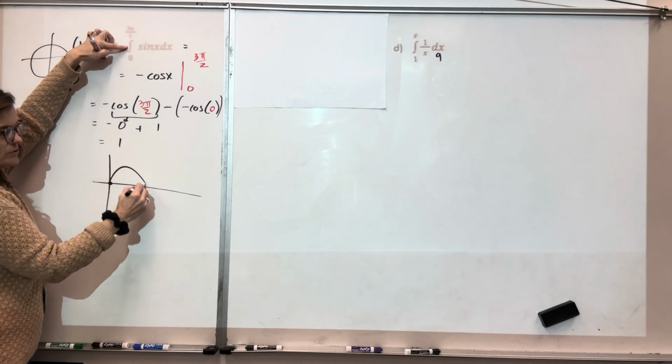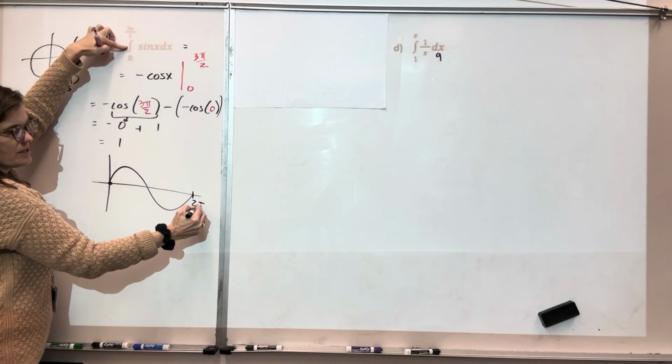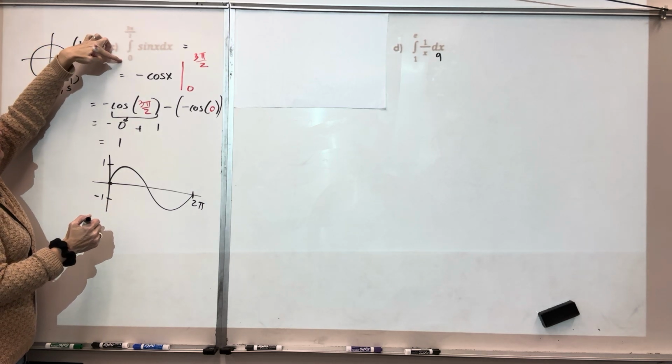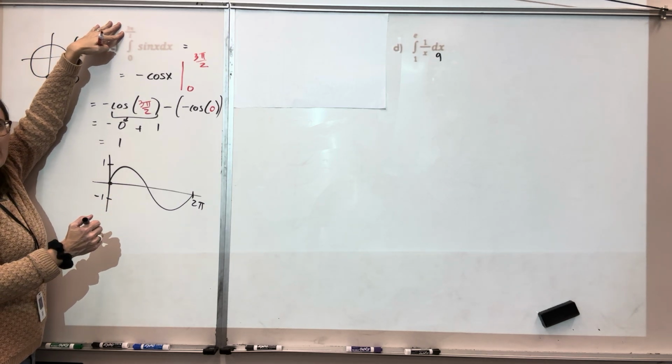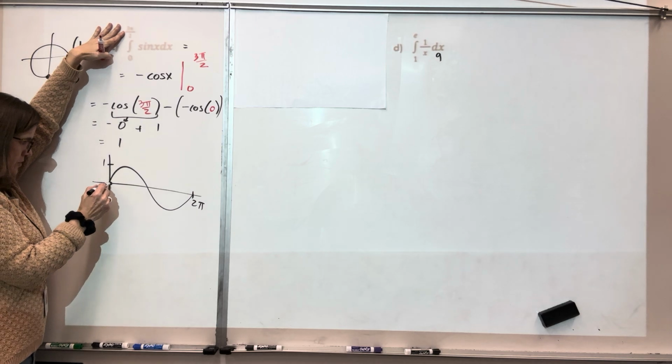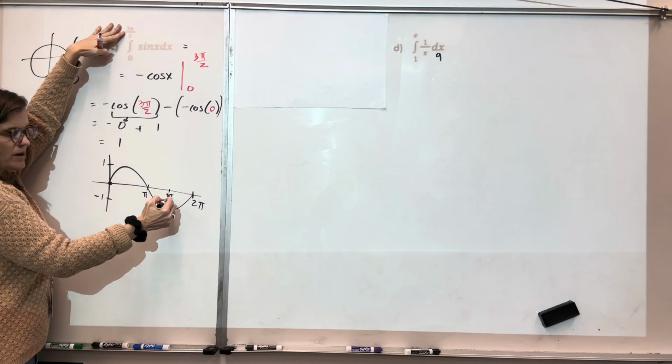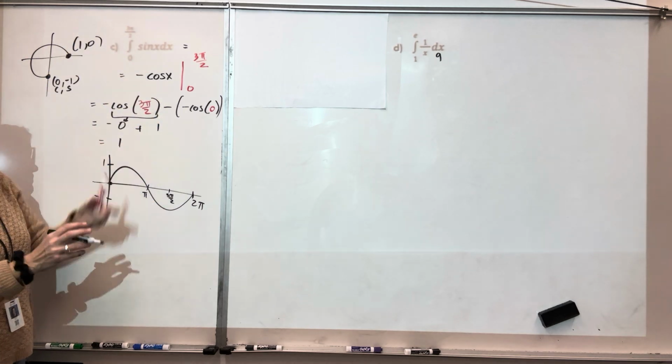So I'm hopeful that you're comfortable that the sine of x looks like this, right? Going up to 1, going down here to negative 1. And we were starting at 0 and going all the way to 3 pi over 2. So we were here at 0, and then here would be pi, and so boom, here would be 3 pi over 2. Okay.